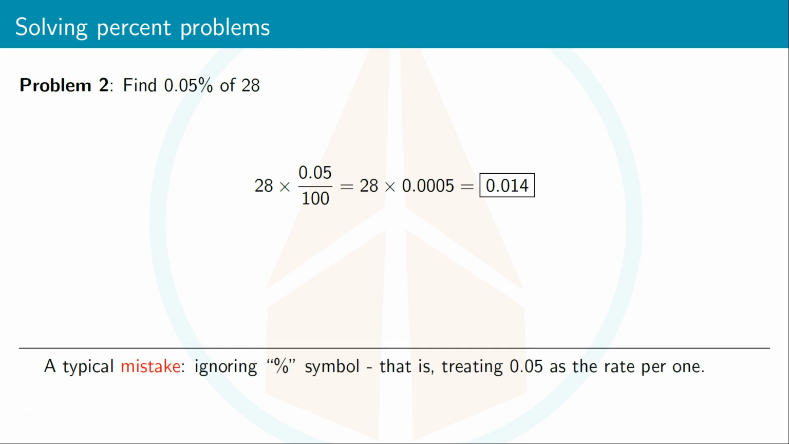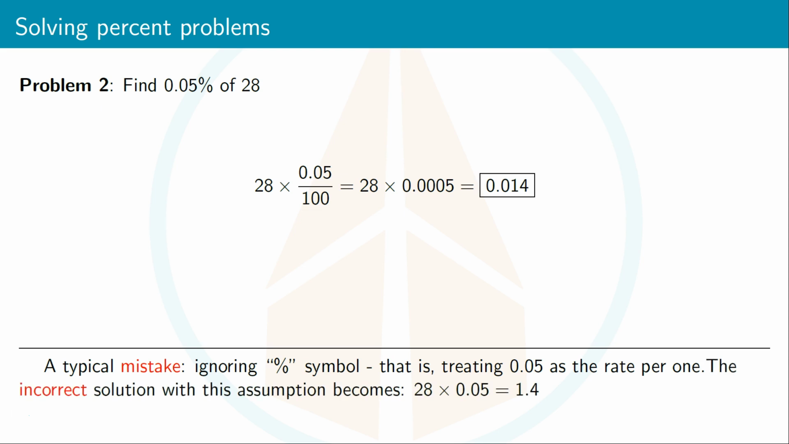Just watch out, there is a typical mistake in this problem. People ignore the percent symbol, that is, they treat 0.05 as the rate per 1. The incorrect solution with this assumption would become 28 multiplied by 0.05, that is 1.4. As you can see, the incorrect answer is 100 times bigger than the correct answer. Therefore, this is a very bad mistake to make.